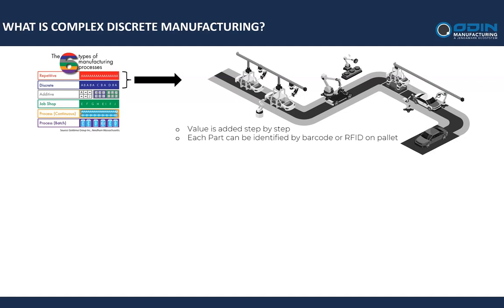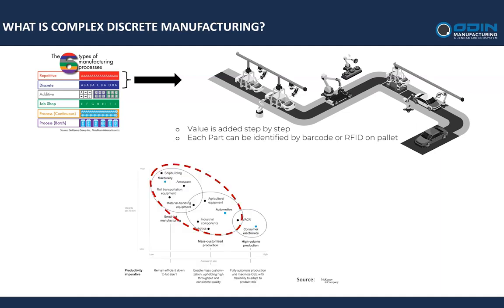So this is not just an automotive concept, but there's many different types of discrete manufacturing, and this chart shows the different types of discrete manufacturing. So from machinery, aerospace, medical devices, agricultural equipment, industrial components, robotics. So there are many industries that adopt a discrete manufacturing process.